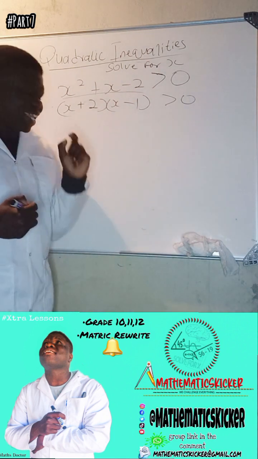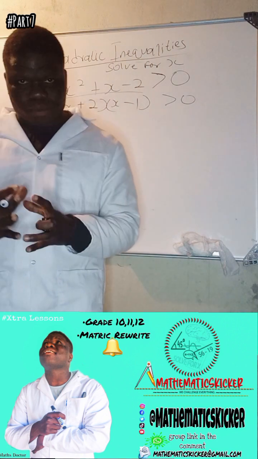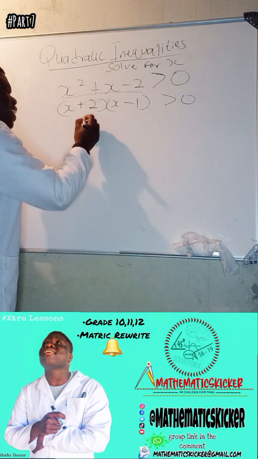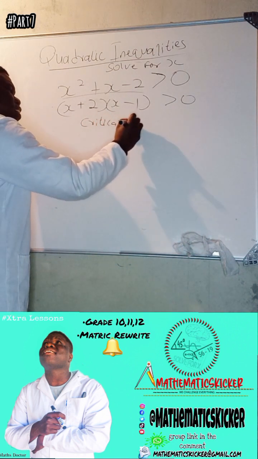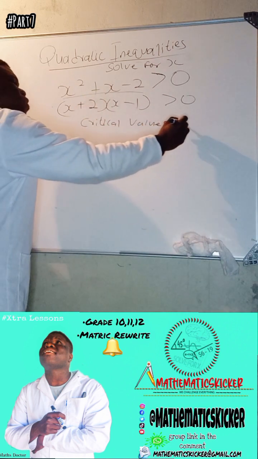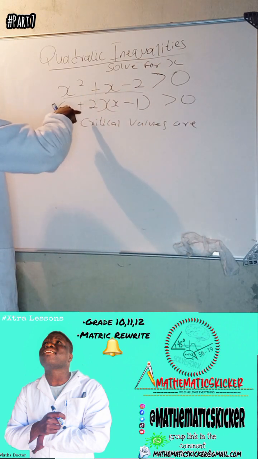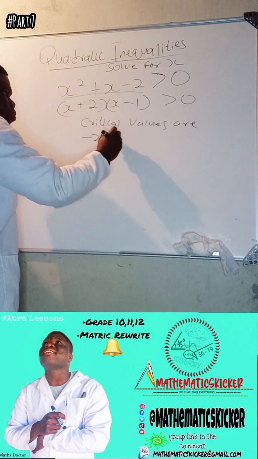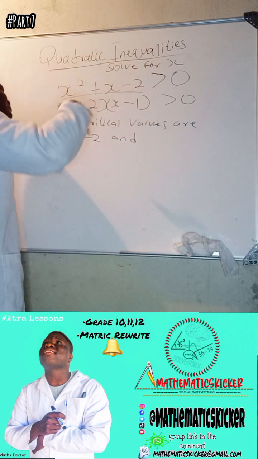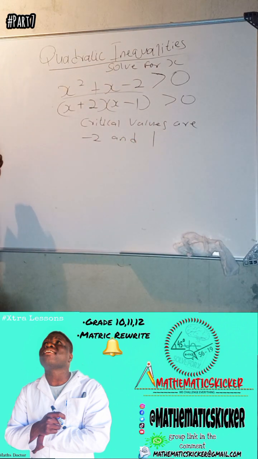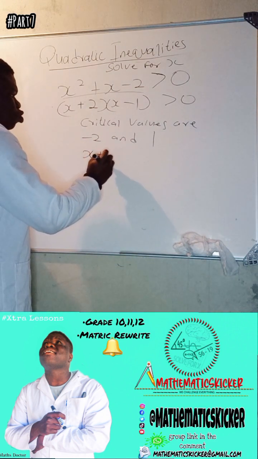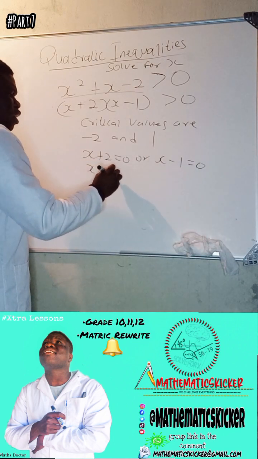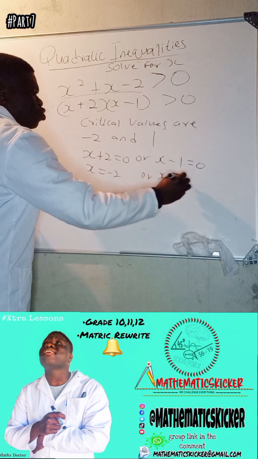Then in this case, I just want us to be careful. My good people, be careful. We are going to find our critical values, the CV. The critical values are what? If I take this 2 to the other side, I will have minus 2. And if I take 1 to the other side, I'll have 1. Please do not write x plus 2 is equal to 0 or x minus 1 is equal to 0, and then say x is equal to minus 2 or x is equal to 1.